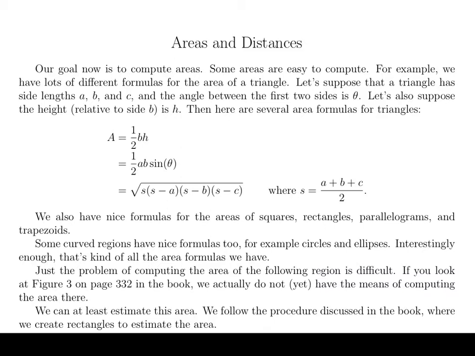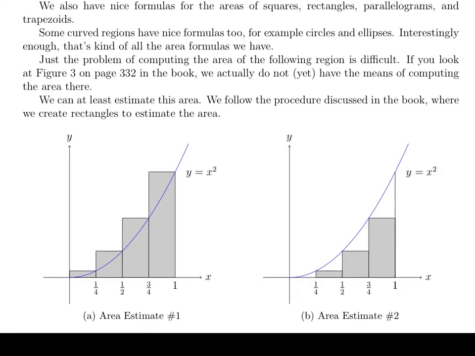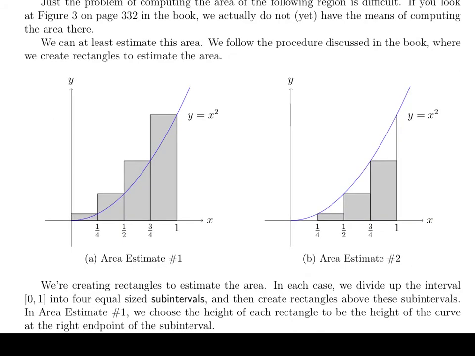Now, we're going to follow a procedure that the book discusses, and we'll create rectangles to estimate the area. Let's look at a picture. So what we're going to do is, since we want the area that's underneath the curve, we're going to break up the interval from 0 to 1 into 4 pieces, and then create rectangles over those 4 pieces. Those rectangles will go above the curve or maybe below the curve. A couple different ways of doing it. One of these is going to create an overestimate, one's going to create an underestimate. So we're creating rectangles to estimate the area. Rectangles, of course, are easy to calculate the area of.